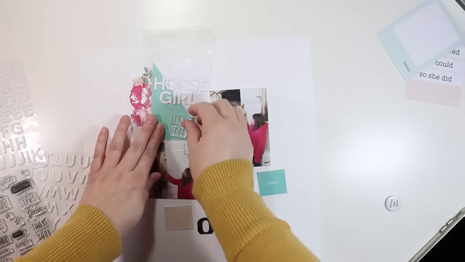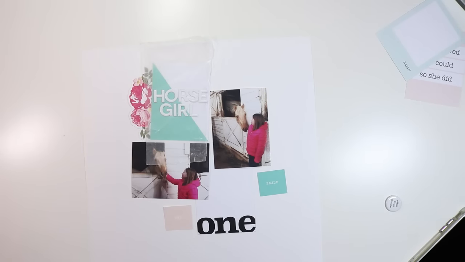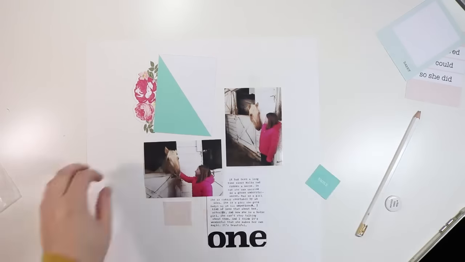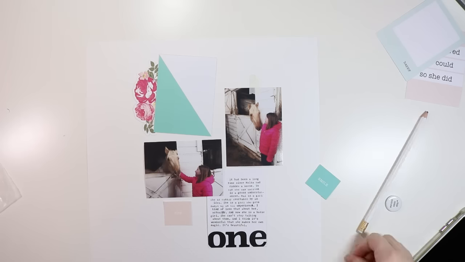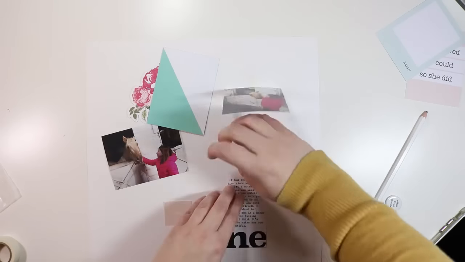I'm contemplating using a stamp here. I don't end up doing it. I just want to keep it really minimalistic. So I just took that little card that says 1 on the bottom over to my typewriter and typed up some journaling, just about what I was talking about before. And now I am just taping everything into place.